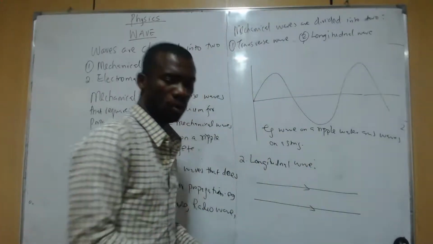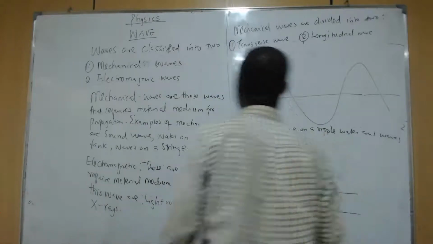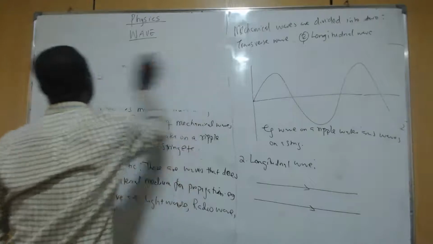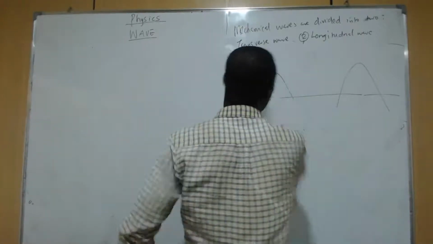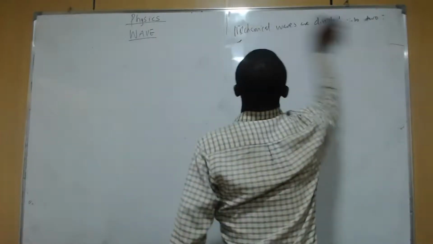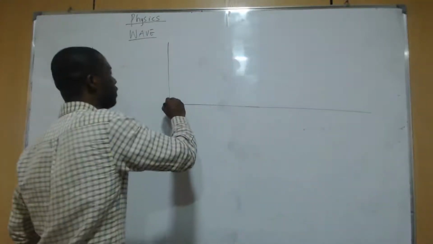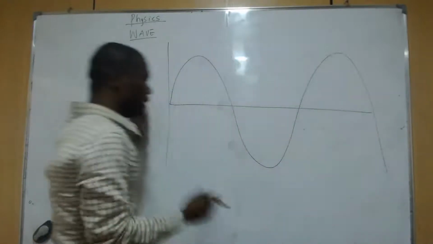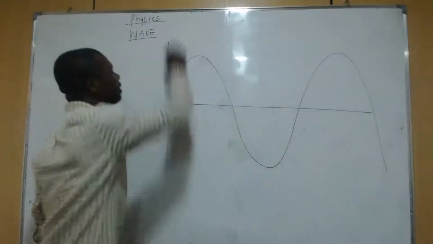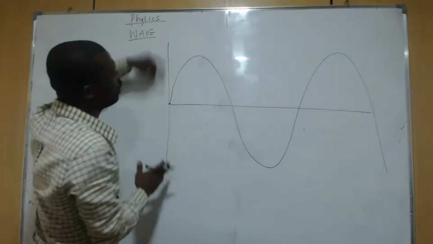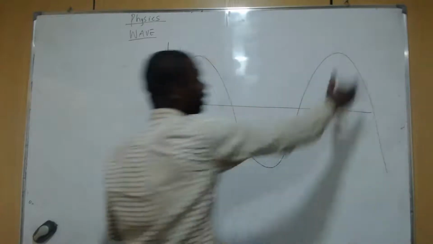Now, let's go to what we call the mathematical expression of waves. If we have a plane progressive wave that moves from a source of disturbance, here is the disturbance, this is the direction of the wave, and this is the oscillation of the wave. As the source of disturbance oscillates, energy is transferred from one point to another, producing this type of wave.